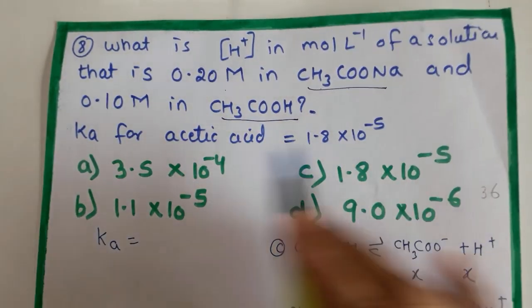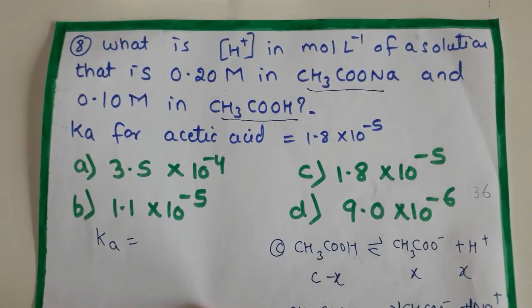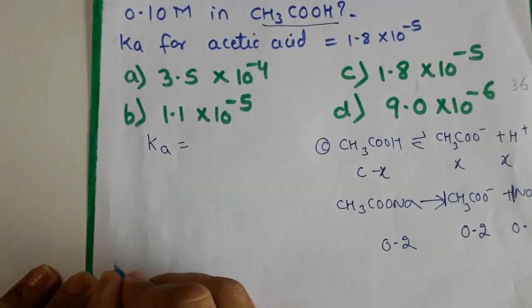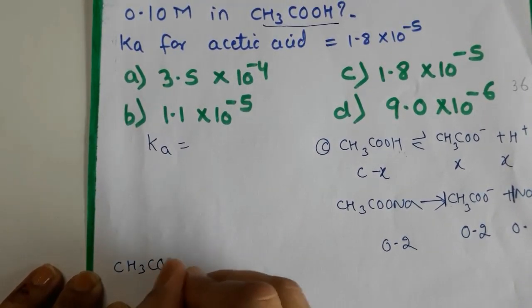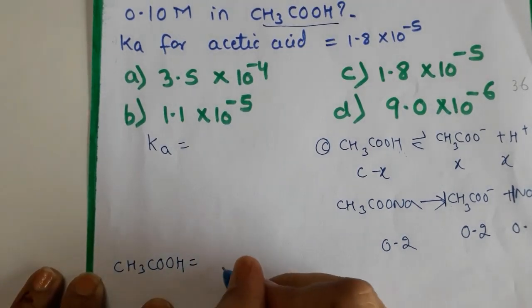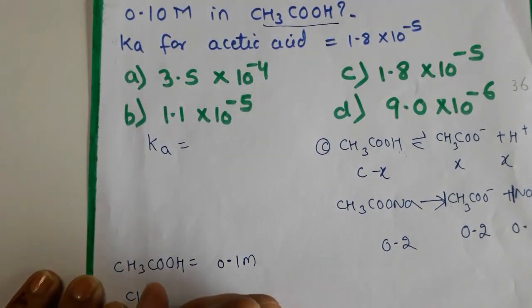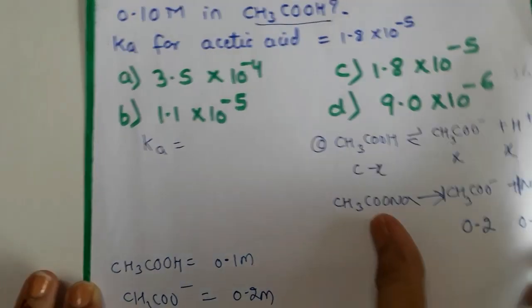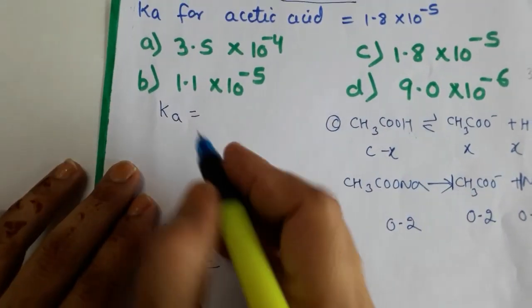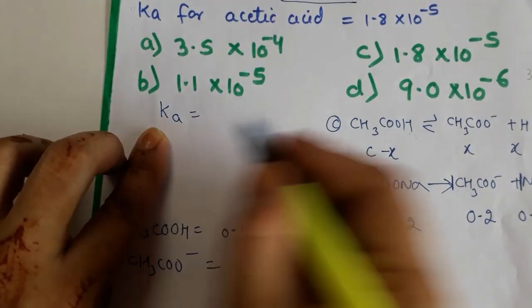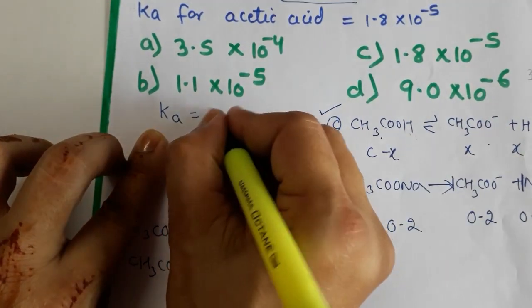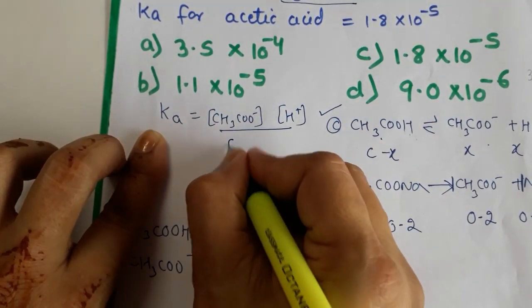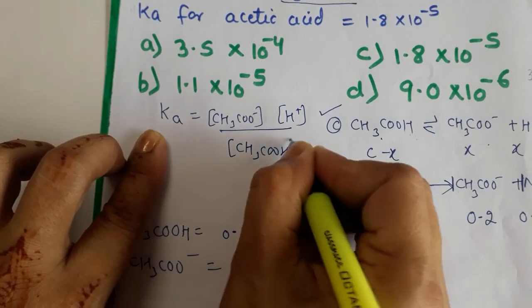Now, and 0.1 in the acetic acid. So it means CH3COOH is equal to 0.1 molar and CH3COO minus is equal to 0.2 molar. Now we will directly substitute these values in the expression of Ka. What is Ka? Ka is for this particular equation: concentration of acetate ion times H plus upon concentration of acetic acid.